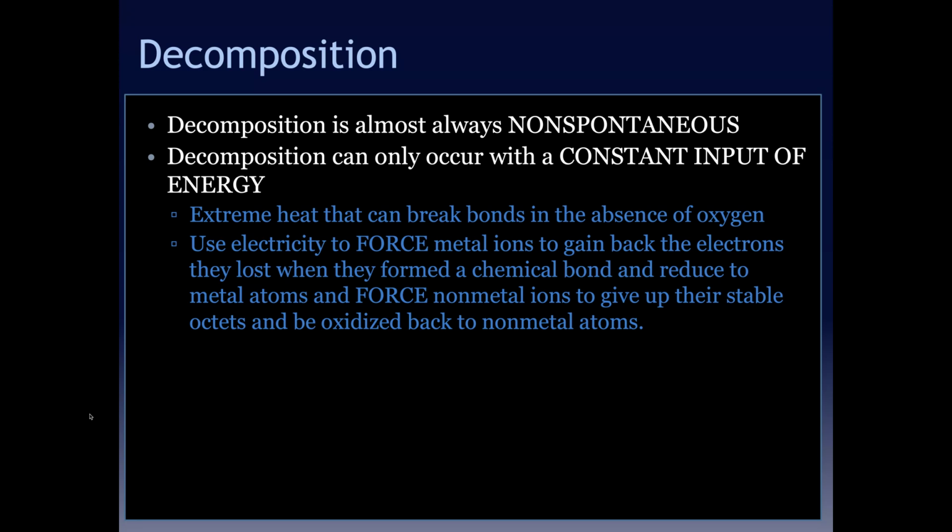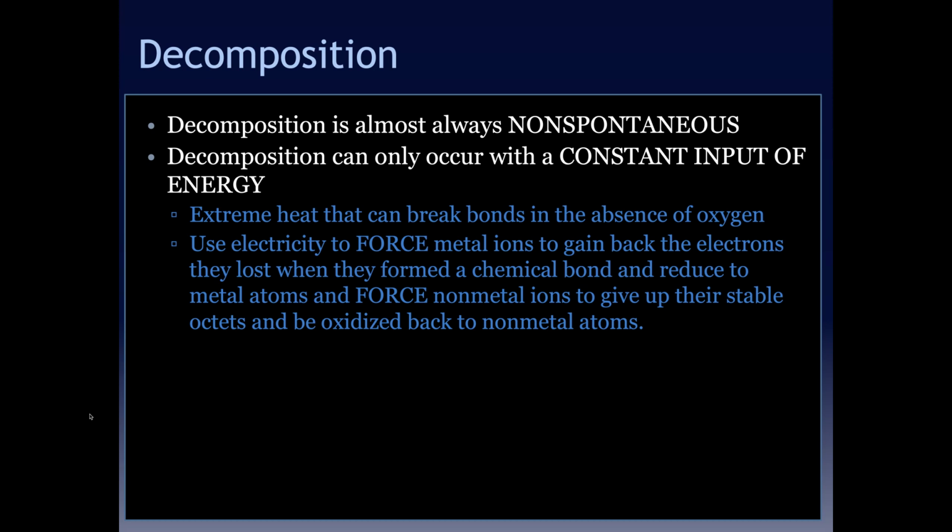A little easier is to use electricity. You see, to form an ion, metals lost their one and only valence electron. Well, you can force that metal to eat that electron again, using enough electrical current. And nonmetals formed negative ions by gaining electrons. Well, you can force those nonmetals to cough up those extra electrons just by applying enough electric current.